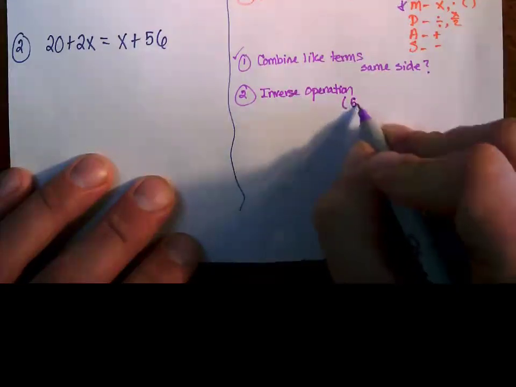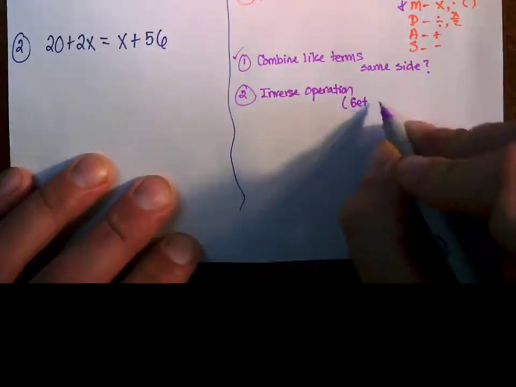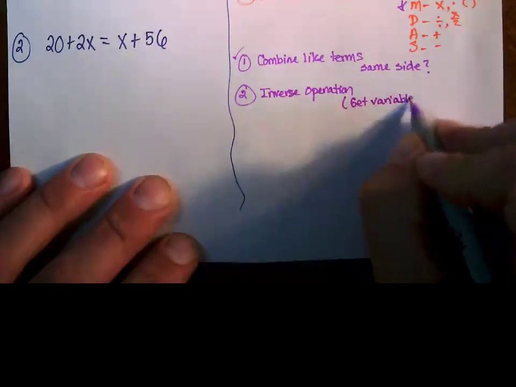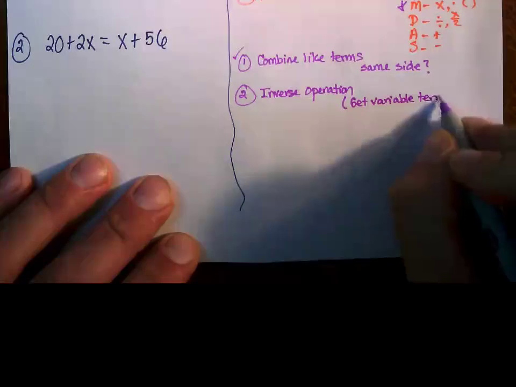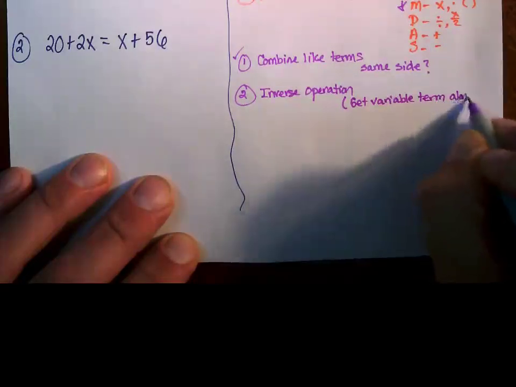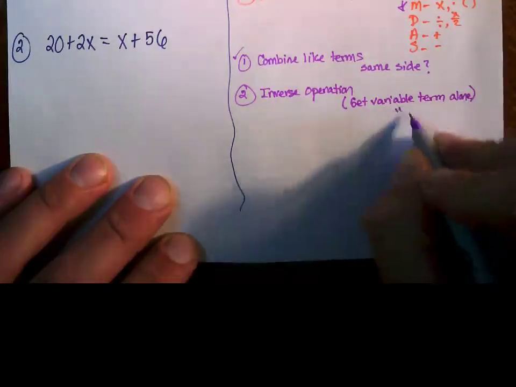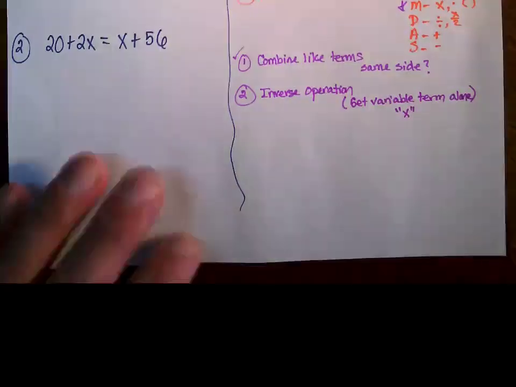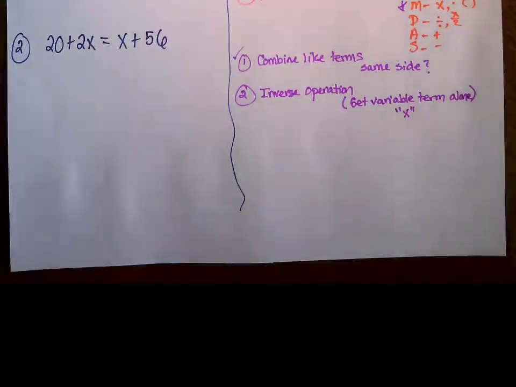Like I said before, we have to get our variable term alone. In this situation, it is x. It could be y, it could be z, it could be w. Doesn't matter. So that's what we're going to do here.